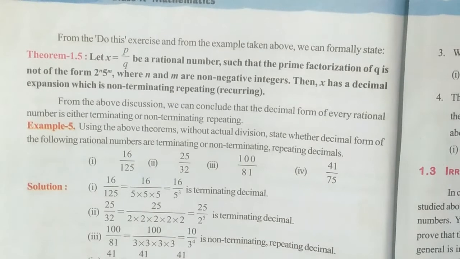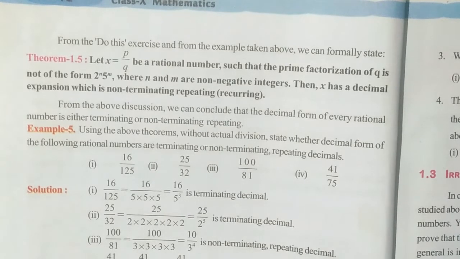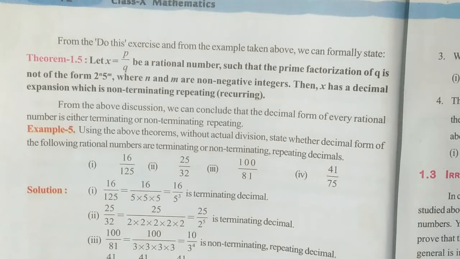So what it says here is, if you find the factorization of the denominator and it is not in the form of 2 to the power of n, 5 to the power of m, then which type of rational numbers are non-terminating and repeating? Which are terminating? If q is in the form of 2 to the power of n and 5 to the power of m, those are terminating decimals.